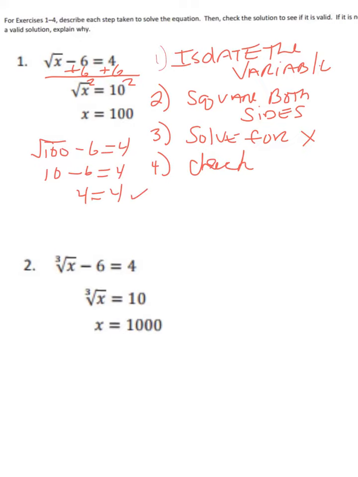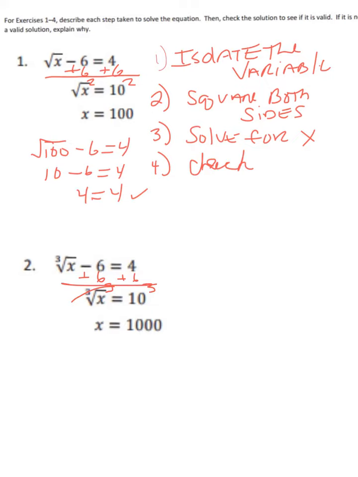Now look at the second example. I've got a cube root of x minus 6 equals 4. In this case, it won't be squaring when we get to that second step, but the same steps occur. I first add 6 to both sides, and you get the cube root of x equals 10. Then, to undo a cube root, you cube. So the cube root and the cubing cancel, and you get just x. 10 times 10 times 10, 10 cubed, gives you 1,000.